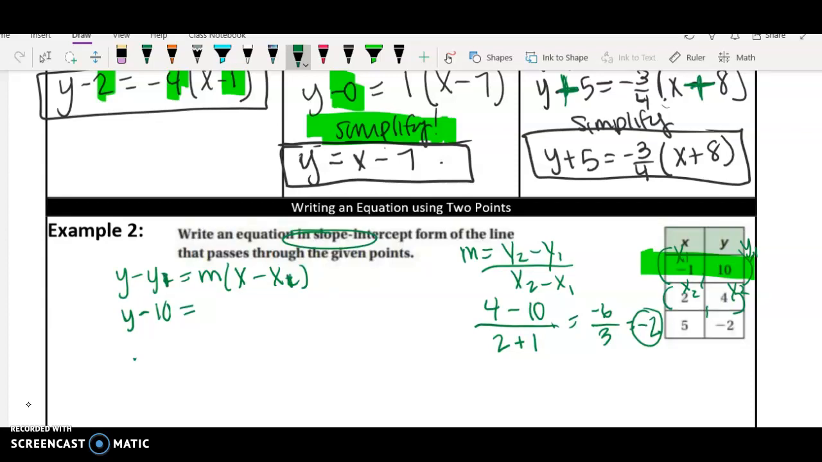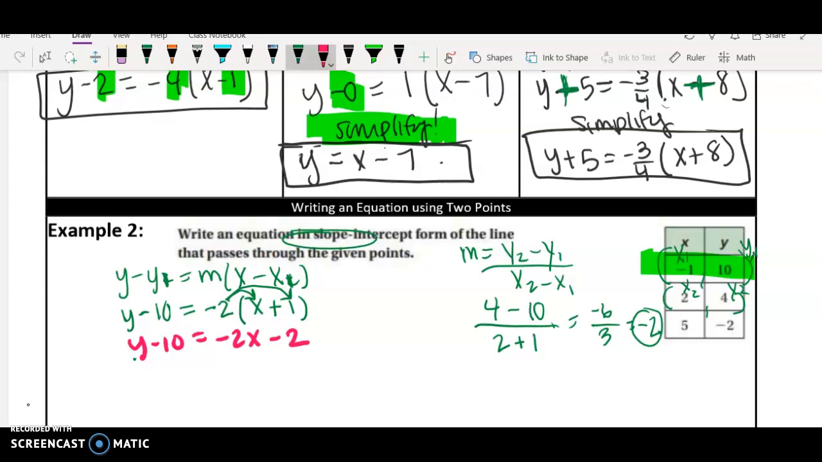Anyway, so y minus 10 equals our slope of negative 2 times x minus negative 1, which is plus 1. And now we're going to distribute the negative 2 through the parentheses. So now I have y minus 10, because I haven't touched that side of my equation. Negative 2 times x is negative 2x. Negative 2 times positive 1 is negative 2.